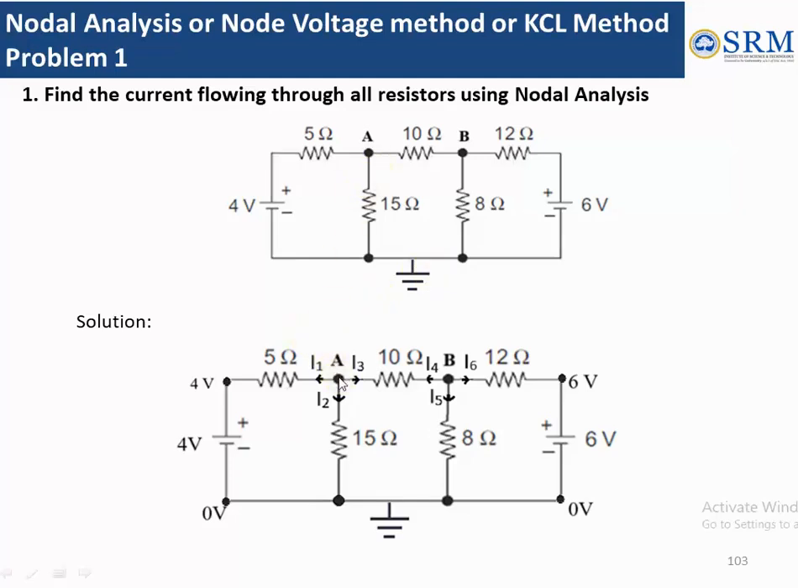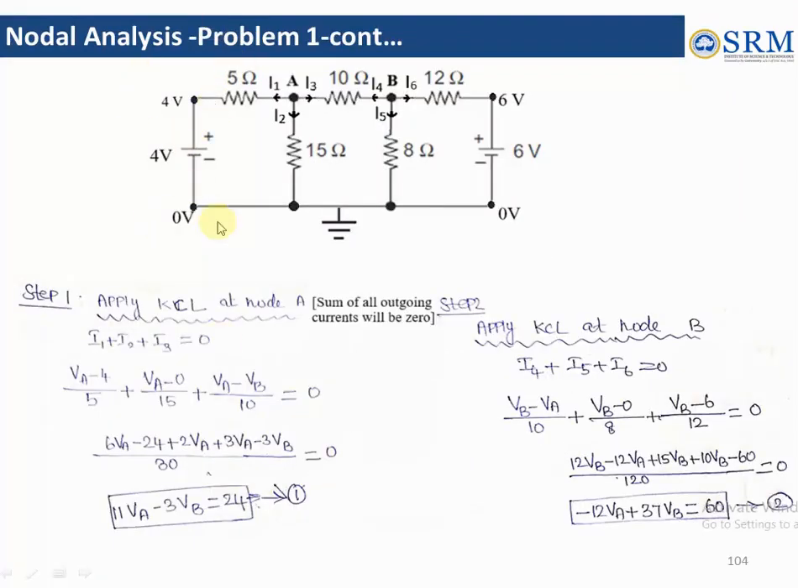At node A, what are the currents that are leaving that particular node? Okay, so it's I1 current, here I2, I3. Similarly at node B, I4, I5 and I6. So first step, we have to mark the currents. Then we need to mark the other junctions. So here, 4 volt is there, here 6 volt, and these junctions are 0 volt since it's at ground potential. First step, we are going to apply the KCL at node A, Kirchhoff's current law at node A.